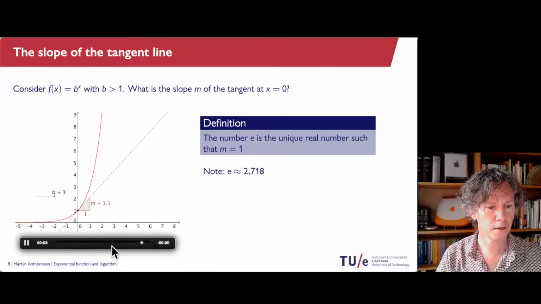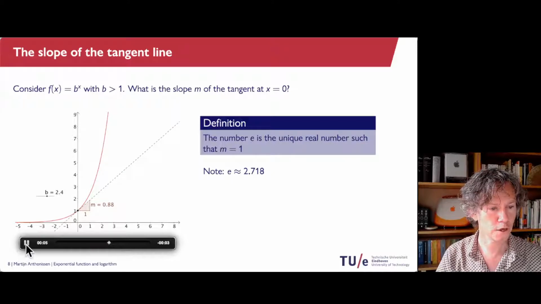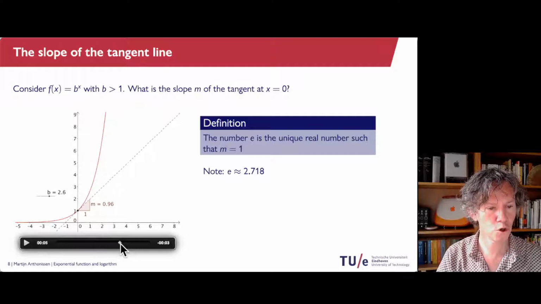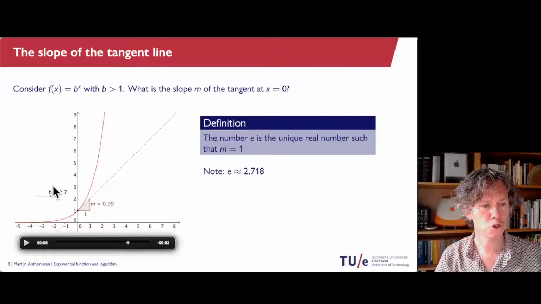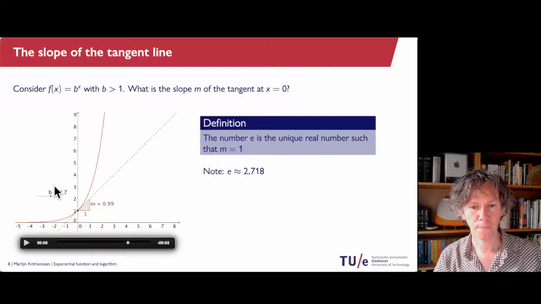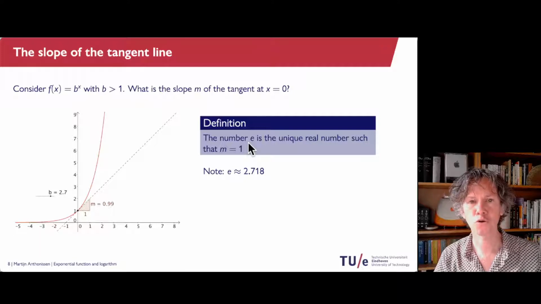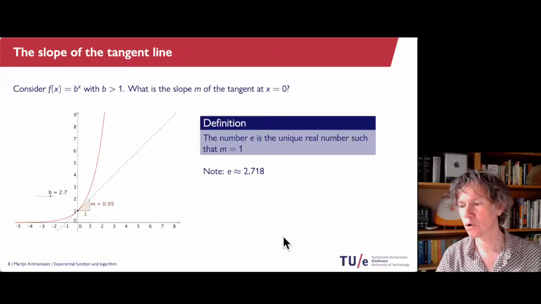And if I am going to, let's see, I want to pause this, and I am going to put it such that m is close to 1. So here m equals 0.99, and you see that b equals 2.7. Now, if you want to choose the b such that the slope of the tangent line equals 1, then we find the number e. And if you would compute that, you would find that e is approximately 2.718. So this is called Euler's number because he came up with this definition.